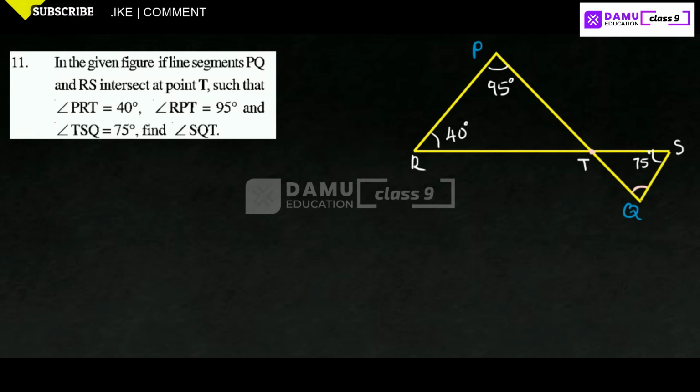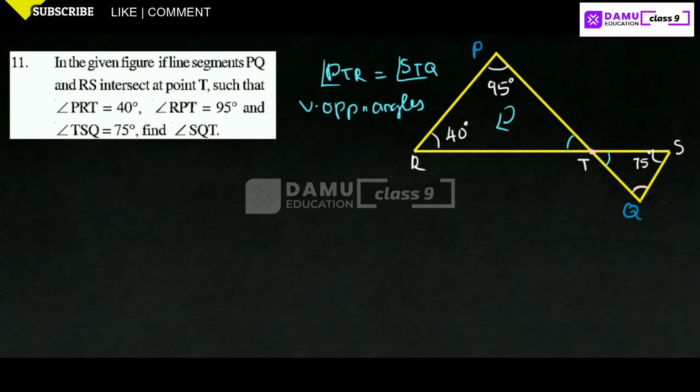How can you find it? Here, these two are vertically opposite angles. That means angle PTR is equal to angle STQ. By using vertically opposite angles, both are equal. From the angle sum property of triangle PRT, we can find this angle.